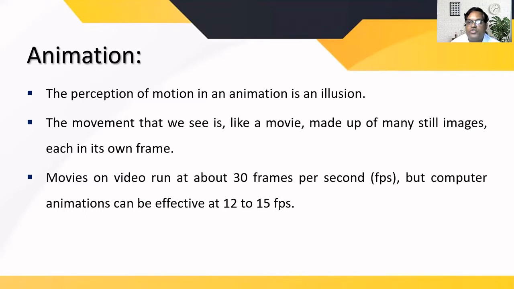The perception of motion in animation is an illusion. You have to imagine, and your imagination should turn into animation, and it becomes an illusion of motion. The movement that we see is like a movie. A movie is made up of many still images, each in its own frame. Movies on video run at 30 frames per second (FPS), but computer animation can be effective at 12 to 15 frames per second.